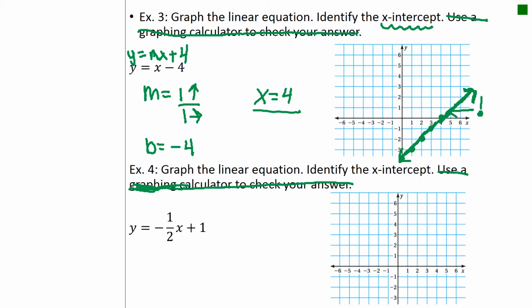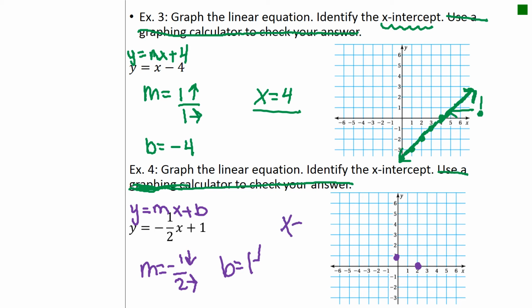Example 4. Does this look like it's in the y equals mx plus b format? Yes, m is -1/2, so we're going to fall 1 because it's a -1 and go 2 to the right. The y-intercept is 1. So starting off with this y-intercept of 1, put a point there. Now we're going to go down 1 and over 2, and I already hit the x-axis for this one. This one was really fast, so x equals 2, and we're going to finish off our graph.